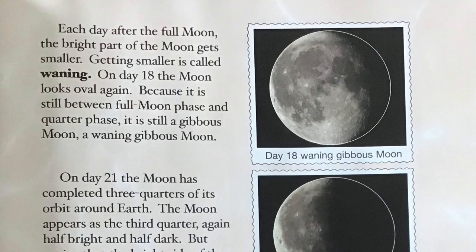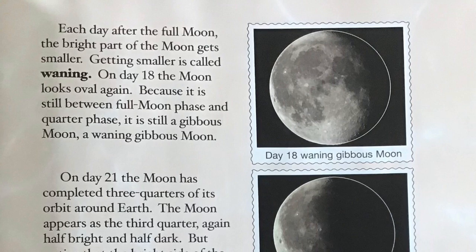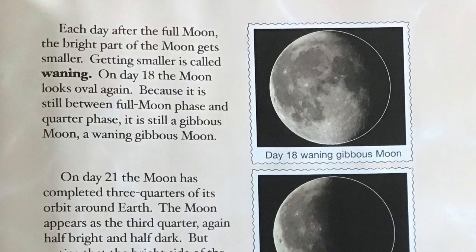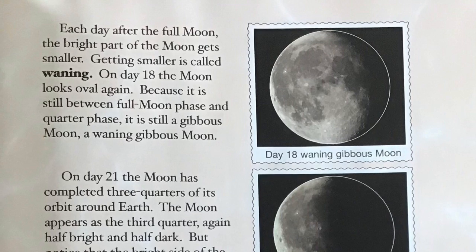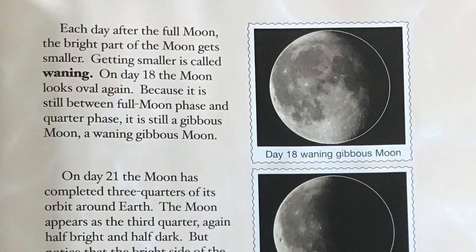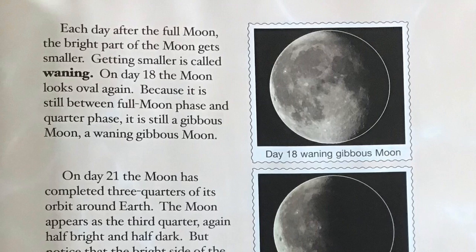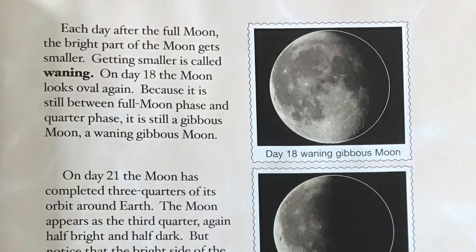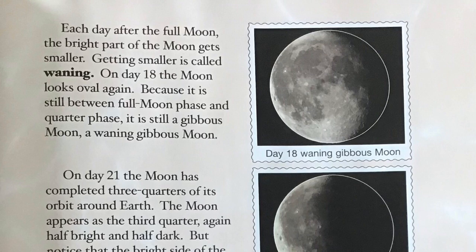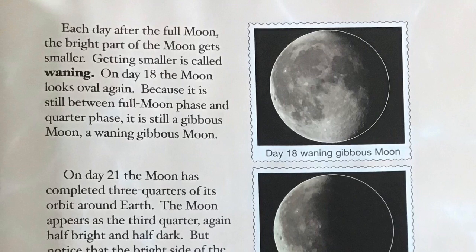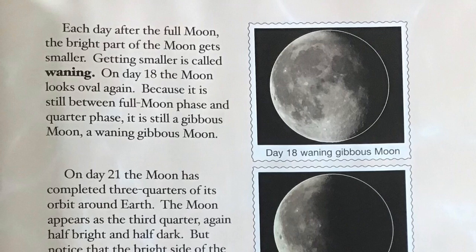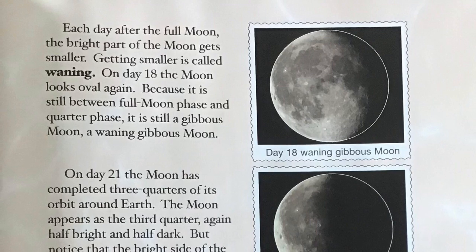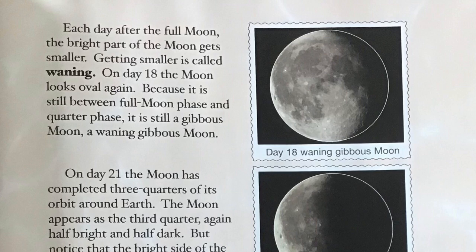On day 18, the moon looks oval again because it's still between full moon phase and quarter moon phase. It is still a gibbous moon, a waning gibbous moon. On day 21, the moon has completed 3/4 of its orbit around Earth. The moon appears as the third quarter, again half bright and half dark, but notice that the bright side of the third quarter phase is on the left. Compare the appearance of the third quarter moon to the first quarter moon.